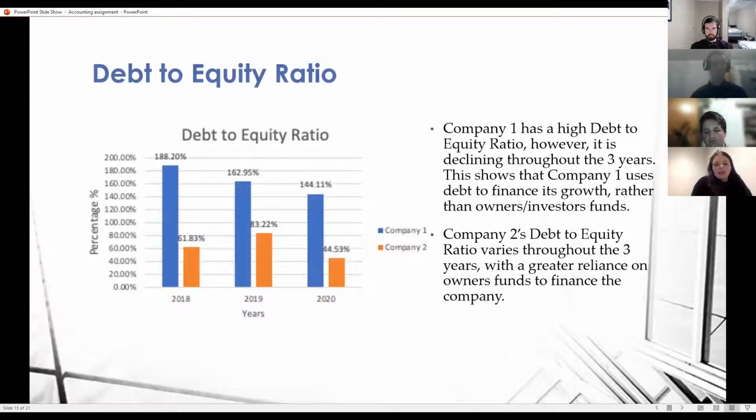Now, our debt to equity ratio is a measure of the level of financing compared to owners' funds. So company one has a higher debt to equity ratio, however, it is declining throughout the 3 years. This shows that company one uses debt to finance its growth rather than the owners' or investors' funds. Company two's debt to equity ratio varies throughout the 3 years, as you can see via the graph, with greater reliance on owners' funds to finance the company.